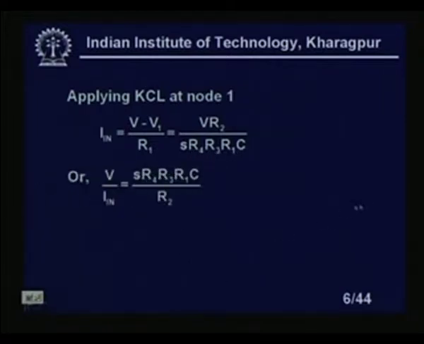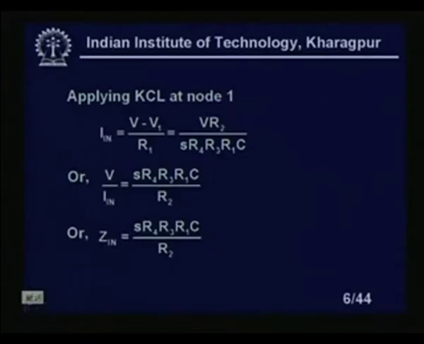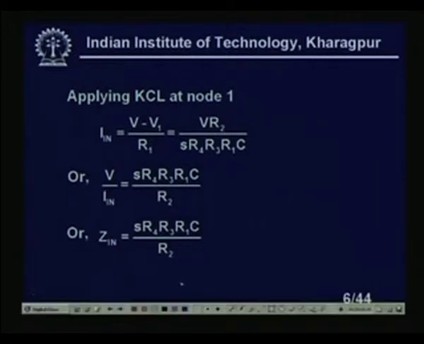So, obviously V by I in, or the input impedance of the circuit, will look like S R4 R3 R1 C by R2, right. So, I can write Z in, the input impedance of the circuit at node 1, as S R4 R3 R1 C by R2. Now, you see this entire thing I can write as an equivalent inductance, is it not. Okay, so, I can write it as L EQ.